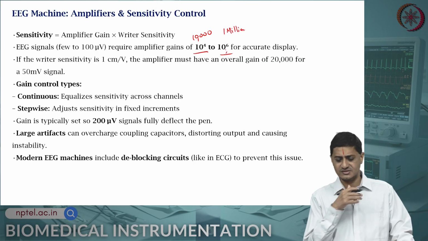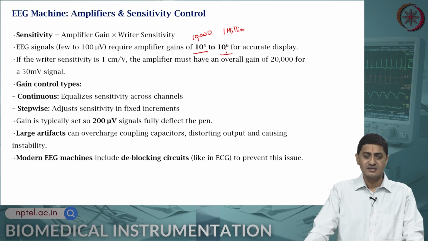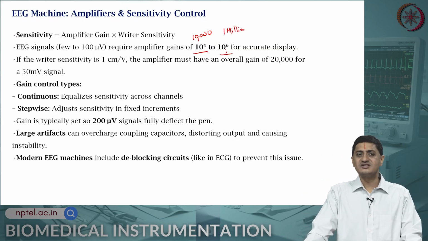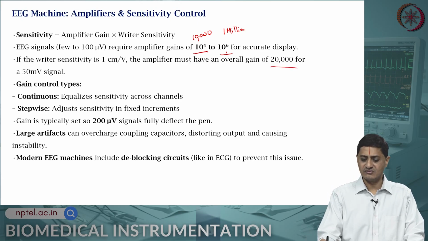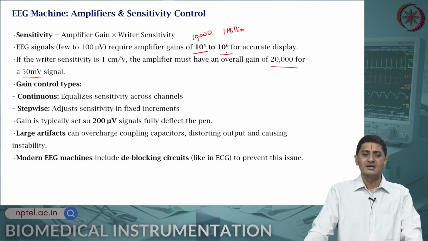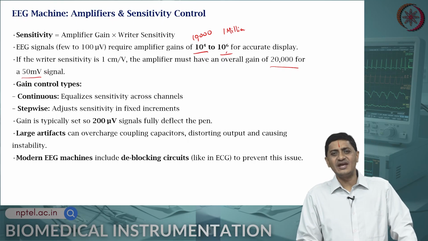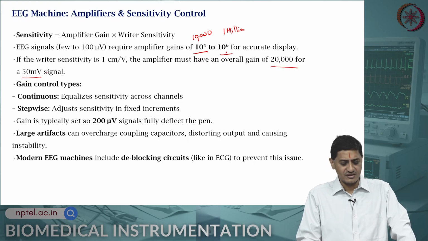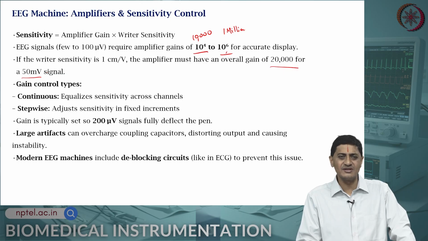Just reminding ourselves, you know these things. Let us say if the writer sensitivity is 1 centimeter per volts, then the amplifier must have an overall gain of at least 20,000 for a signal of 50 millivolts. There are different types of gain control that I can have. A continuous gain control essentially equalizes sensitivity across all channels, different channels, all of them will have same gain.